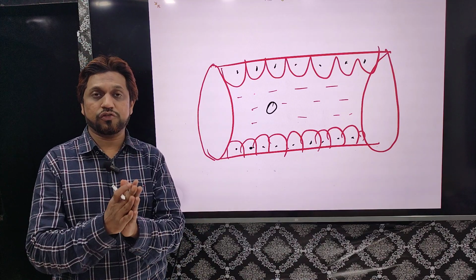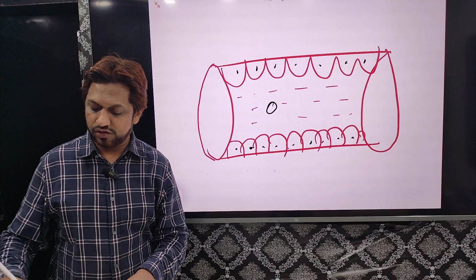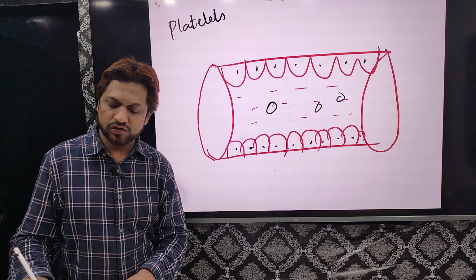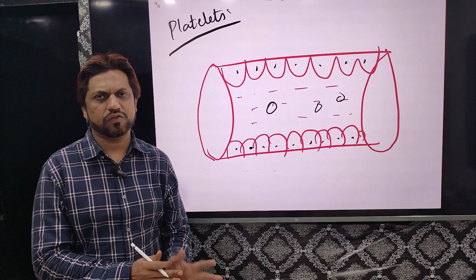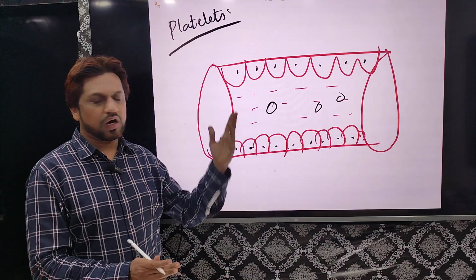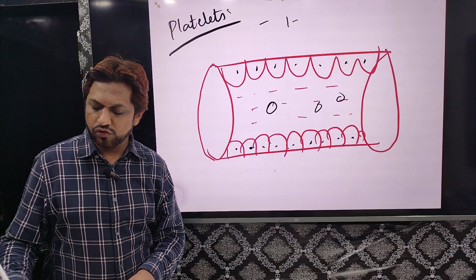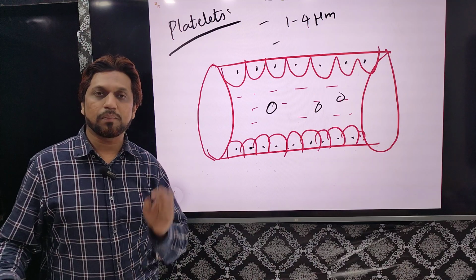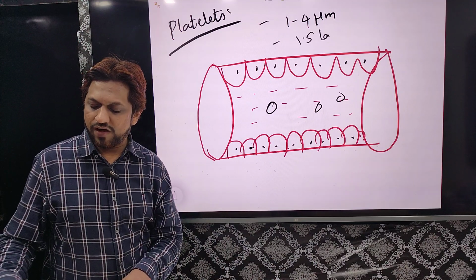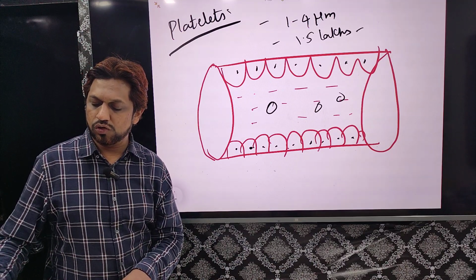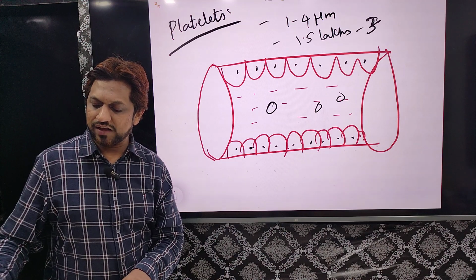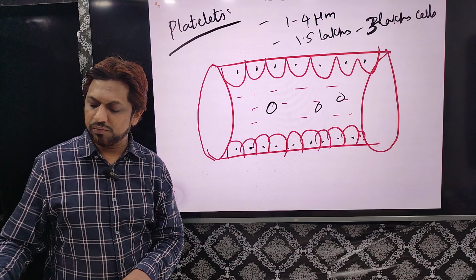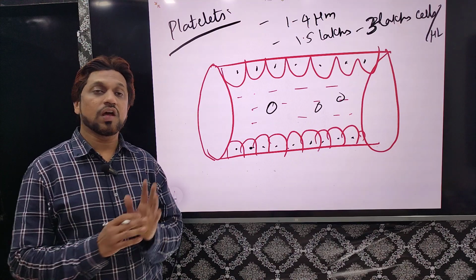This hemostasis is concerned with the platelet, the important cell, so indirectly we are discussing the functions of the platelets. These platelets are small cells around 1 to 4 micrometer in size or diameter. The normal platelet count is around 1.5 lakh cells to around 3 lakh cells per cubic millimeter of blood, or per microliter of blood.